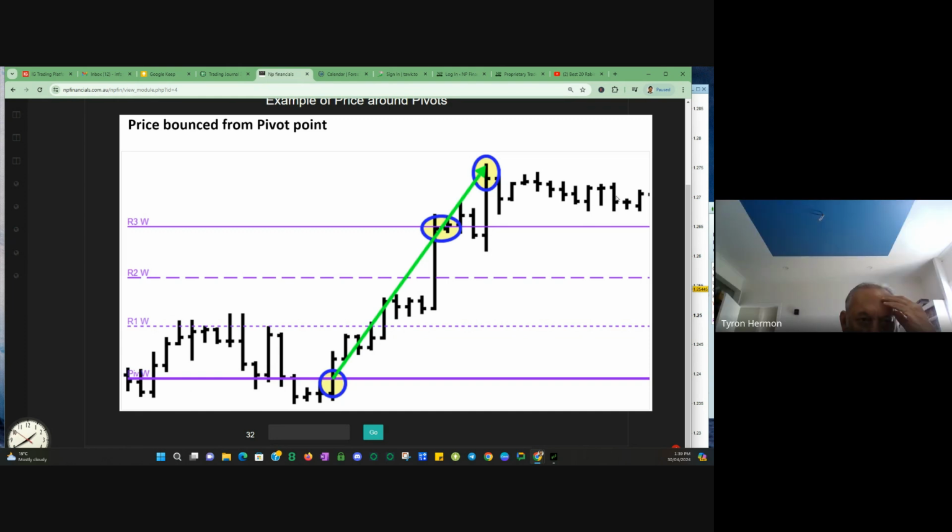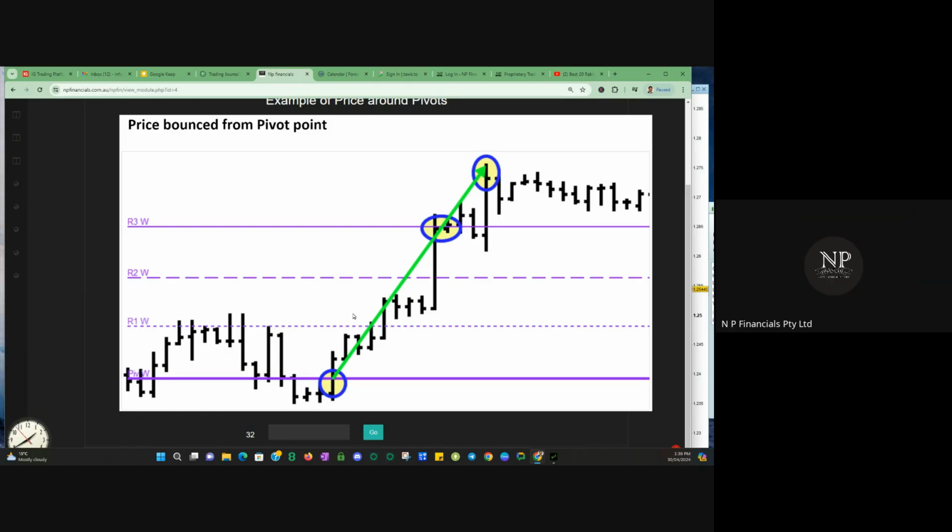It is very important to observe what the price is doing at R1. Very important to observe what the price is doing at pivot. Very important to observe what the price is doing at R2, and so on and so forth.